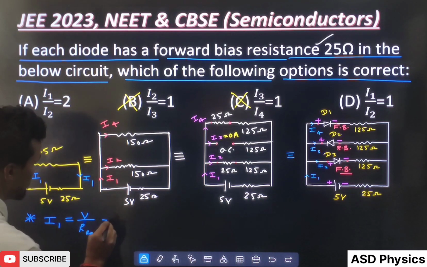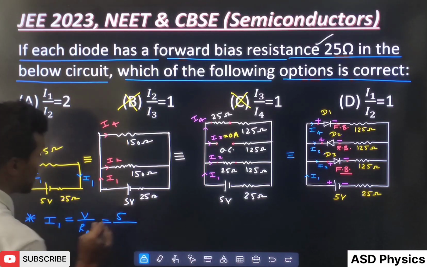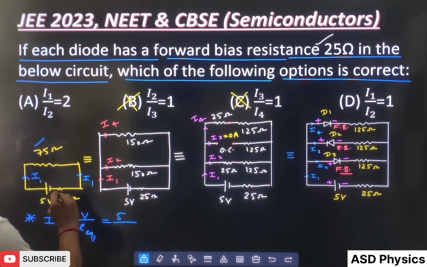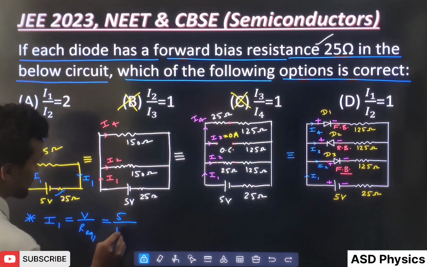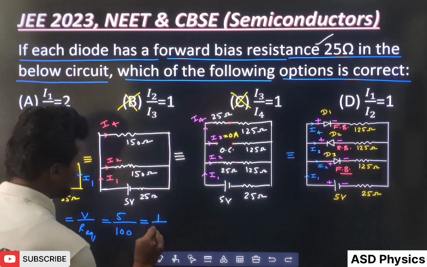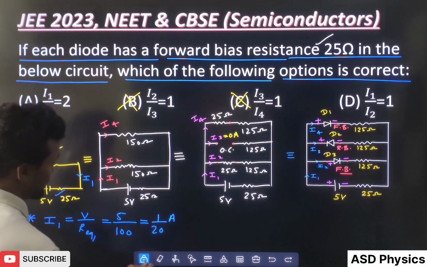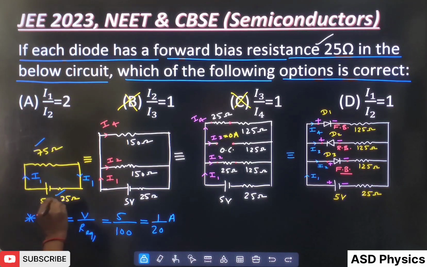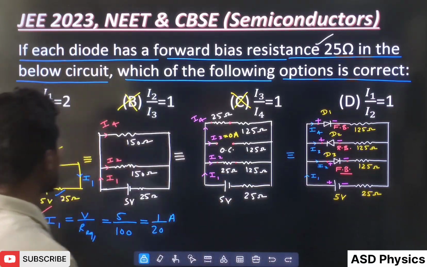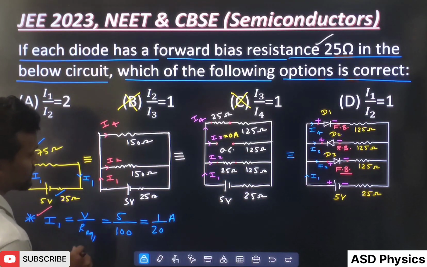V by R equivalent. So what is V here? 5. And what is the R equivalent across the battery? You can see this is 75 ohm and this is 25 ohm. So this will become 5 by 100. So we can write it comes 1 by 20 ampere. This is the I1. But what we need is I1 by I2. So here I1 is coming 1 by 20.